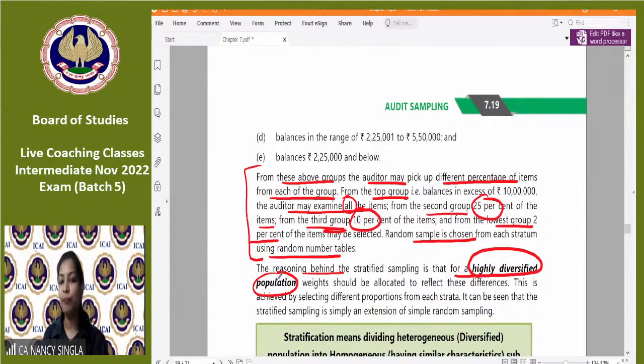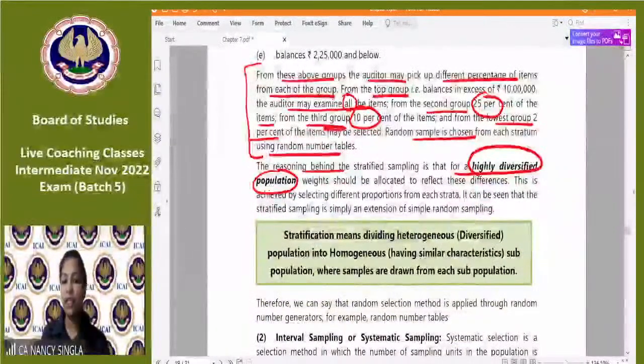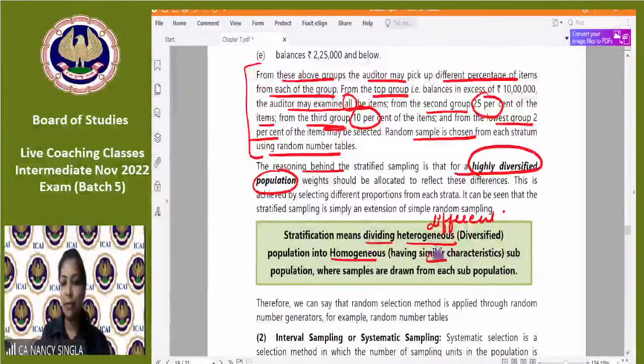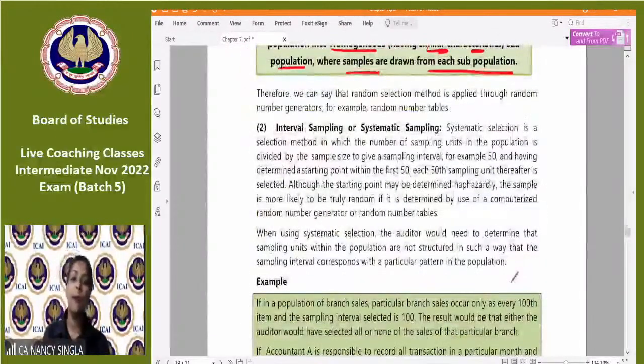ठीक है? Clear है? तो simple random sampling किसके लिए? Homogeneous population. And stratified sampling इसके लिए है for highly diversified. What is stratification? देखो, dividing a heterogeneous, different, diversified population into homogeneous, similar characteristics. जैसे था ना pen, pencil, eraser, ruler. Subpopulations where samples are drawn from each subpopulation. Is it clear? ठीक है?